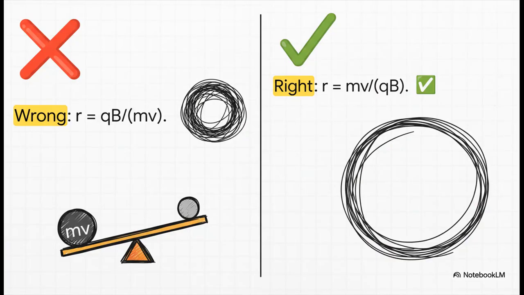Okay, now listen up, because this is a classic exam trap. It is so easy to accidentally flip this fraction and write qB over mv.